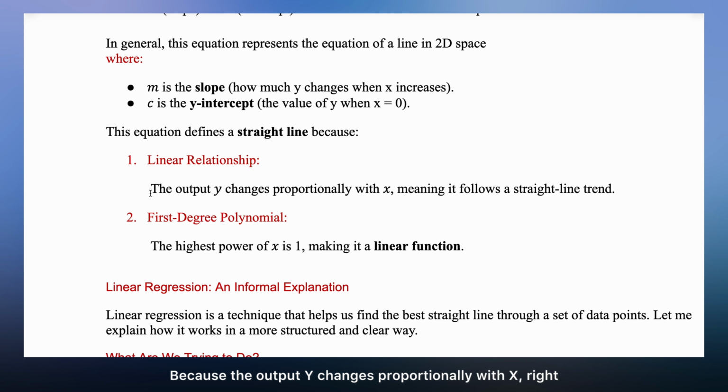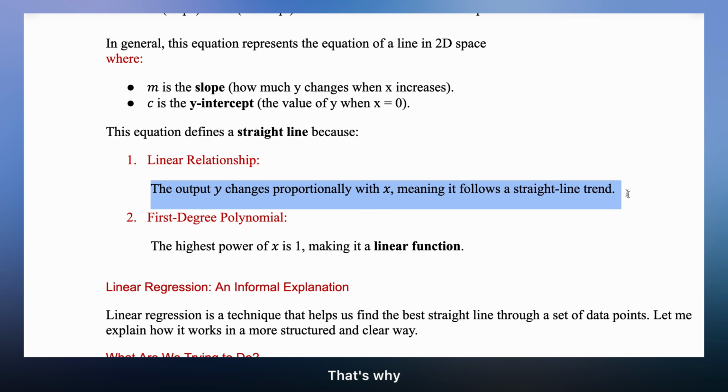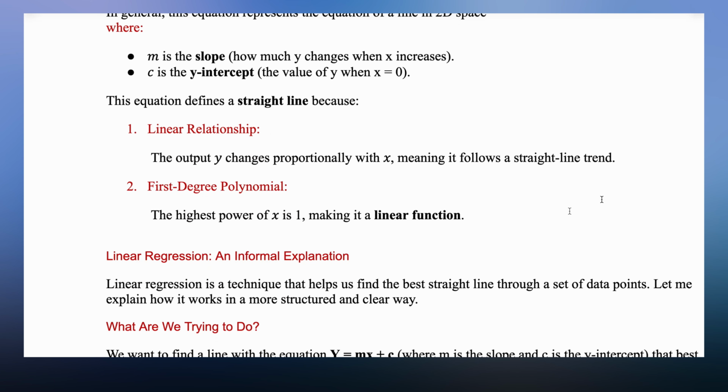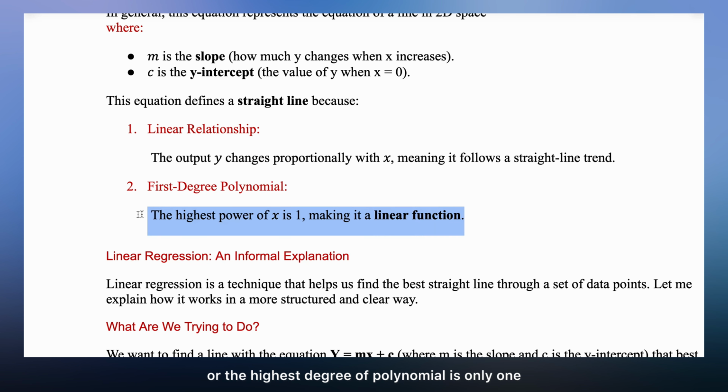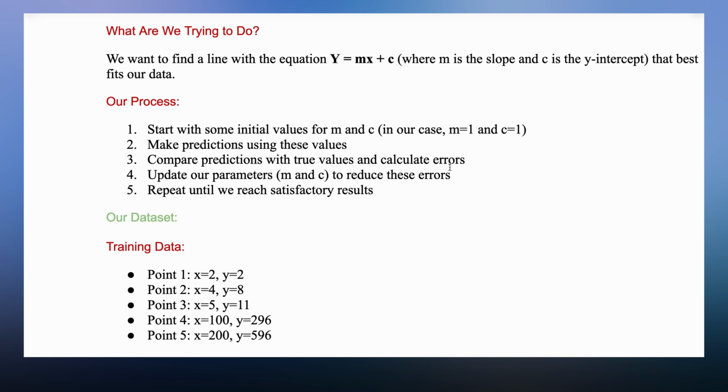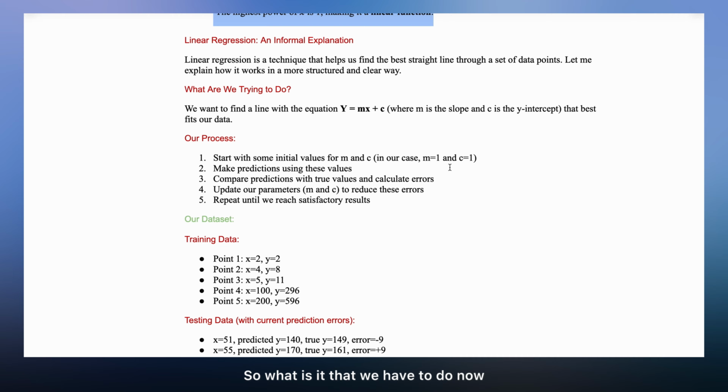Okay. Now why is this a straight line, or why does this define a linear model? Because the output y changes proportionally with x, right? Because we have a linear relationship between x and y, between the random variable x and the predicted variable y, and the highest power of x, or the highest degree of polynomial, is only 1. That's why it is a simple linear equation, right? So what is it that we have to do now? We have to understand or correlate this equation of a line with something known as a machine learning model. In every machine learning model, we will have two things. One thing is we will have a model equation, right?